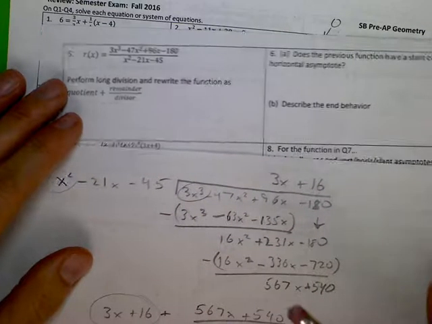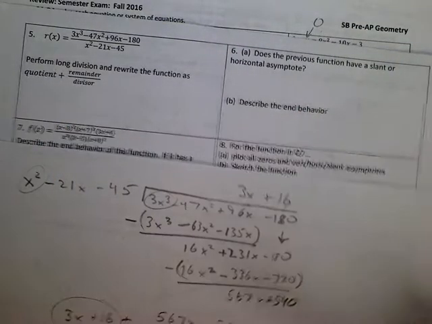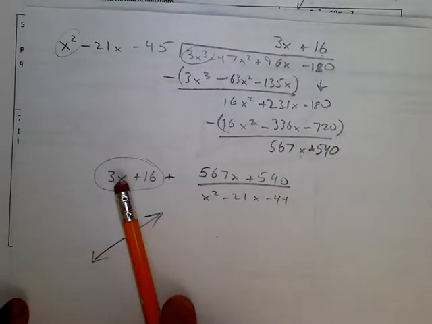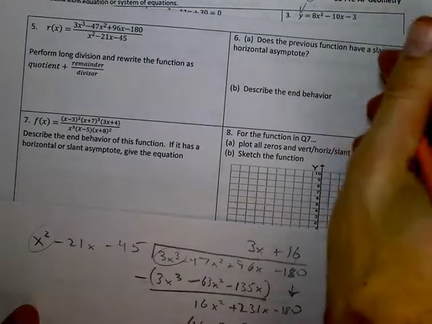Which brings us to the next question. Does this function have a slant or a horizontal asymptote? Well, when we divided, we got a slanted line, right? A line with a slope of 3. So it's slanted.